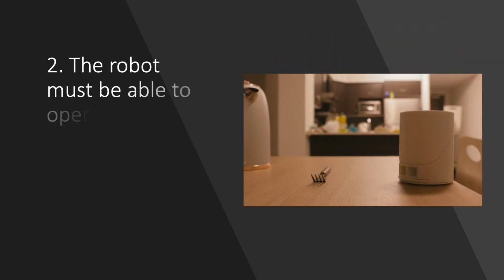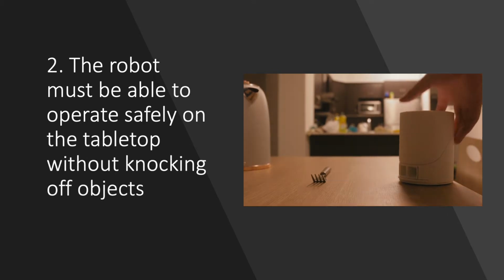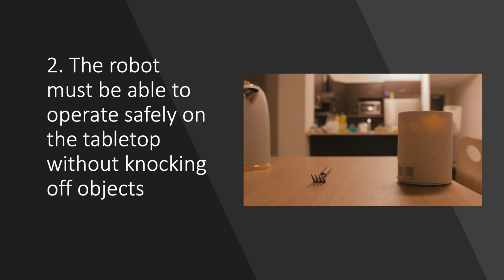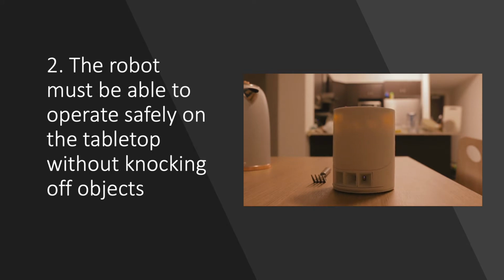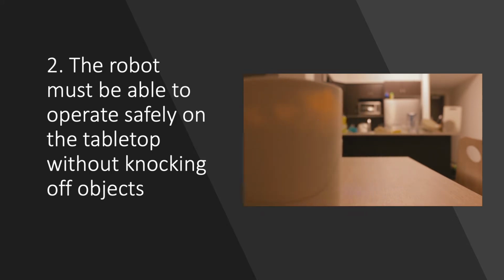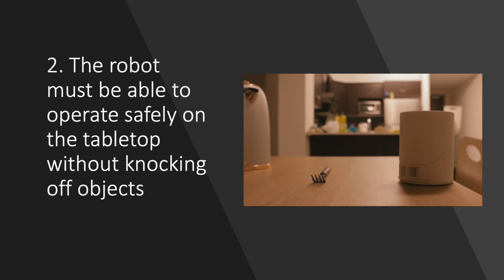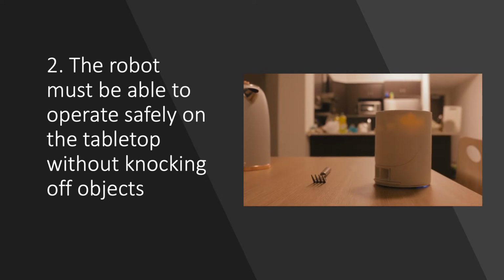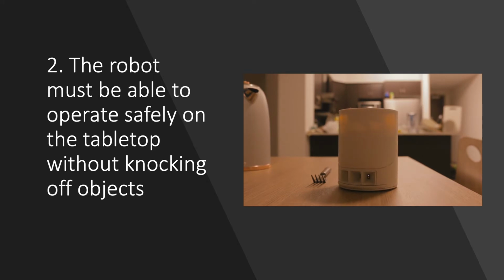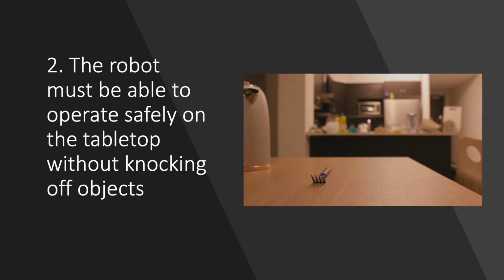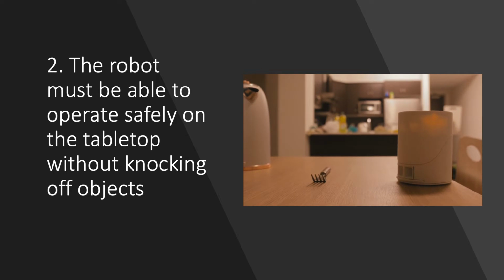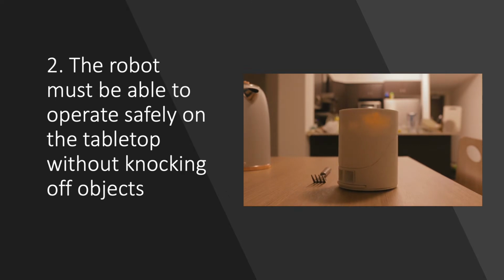On to the second constraint, we have that the robot must be able to operate safely on the tabletop without knocking off objects. This criteria was met using the frontal collision sensors and the TOF distance sensors. The TOFs were able to detect low-profile objects such as forks and knives, as well as more high-profile objects such as bottles and apples. So a choreographed action is initiated by the robot when it detects an object within a certain threshold, rotating itself until the object is no longer seen. Additionally, in the case that the TOFs malfunction, the frontal collision sensors are activated through touch.